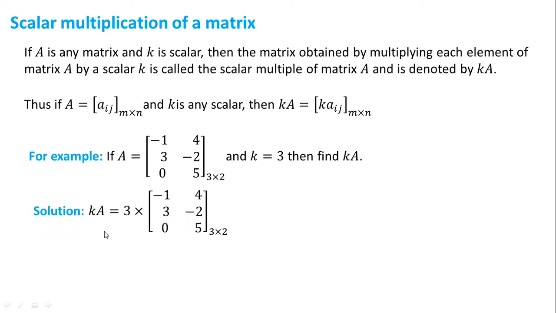K into A means 3 into this matrix. Just multiply this 3 by every element of the matrix. Very simple. That is how we get this matrix. Check this: minus 3, 12, 9, minus 6, 0, 15. This is called scalar multiplication of a matrix, and it is possible in the case of a matrix.